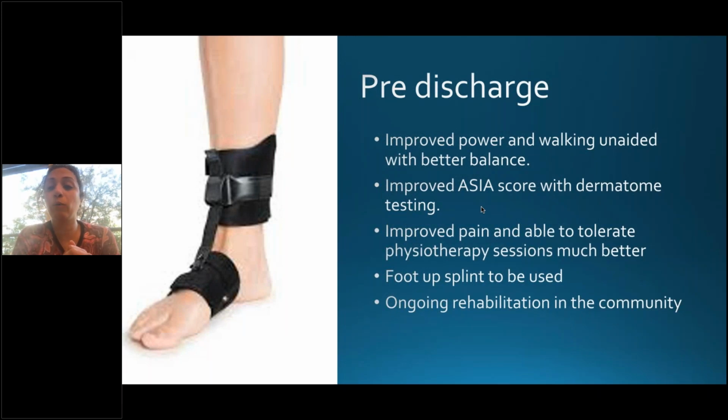Pre-discharge, she had improved power and improved walking. She was now walking unaided, so not needing support, and she had better balance. She had an improved ASIA score when we repeated it post plasma exchange with dermatomal testing. Her pain was better, so she was able to tolerate her sessions better. We used a foot-up splint. I put a picture of it. Obviously, it's not her, but it helps her foot drop and also helps her walking. Normally you would wear that and then wear the shoe afterwards. And then she was having ongoing rehabilitation in the community.